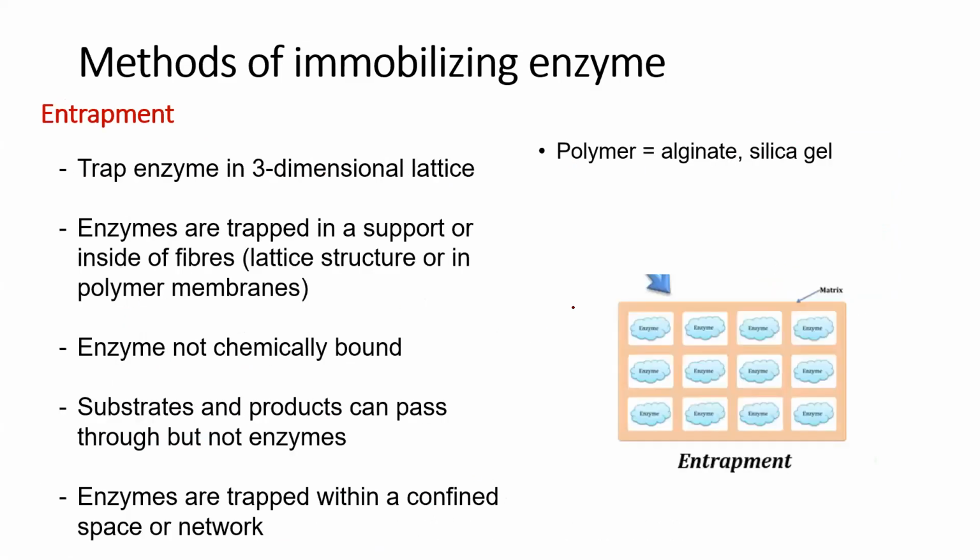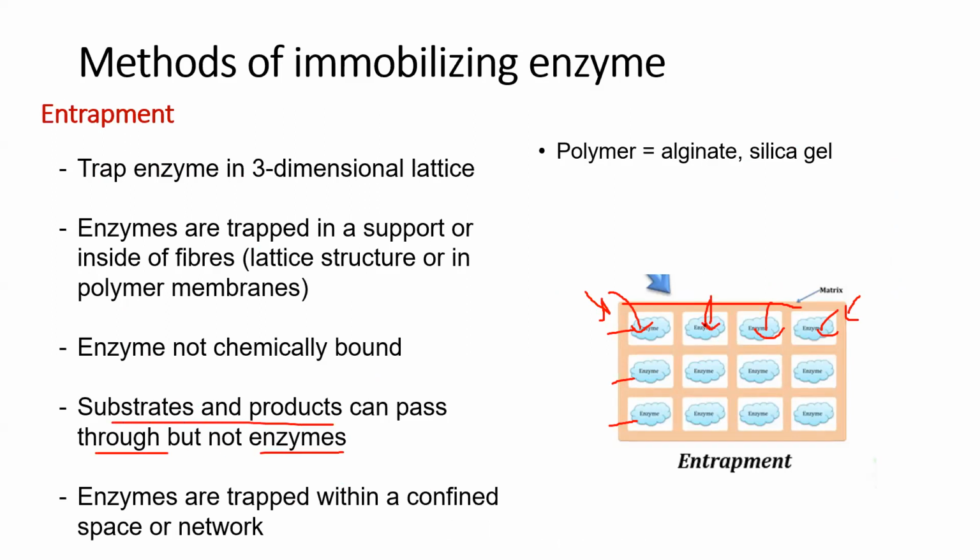Okay. So the next method is entrapment. So you trap the enzyme in a 3D lattice. Yang ni, so these are the support. Dia macam satu bekas lah kan. The support has many compartments that you place the enzyme into. Okay, and then you add the substrate into the compartment, and then the reaction occurs, and this support only allows substrate and products to pass through, but not the enzyme.